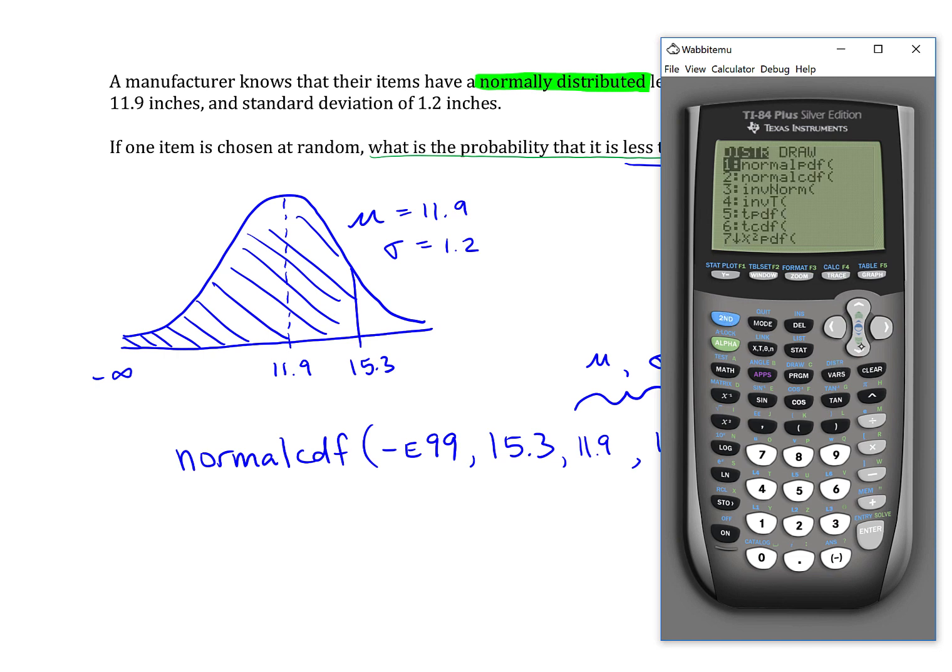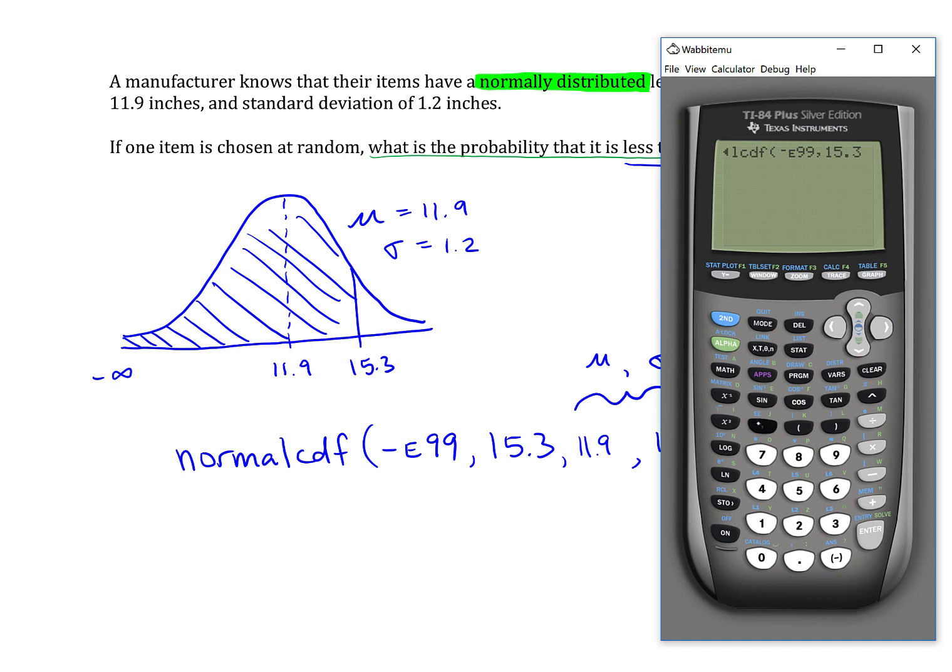So second distributions, normal CDF, the lower bound is negative infinity, so negative second comma to give me the e 99. And you don't have to use negative e to the 99. Some folks use like negative 10,000 or negative 9,999, just something that's small. That's all that really matters. As long as it's 10 standard deviations from your mean, it's generally small enough.